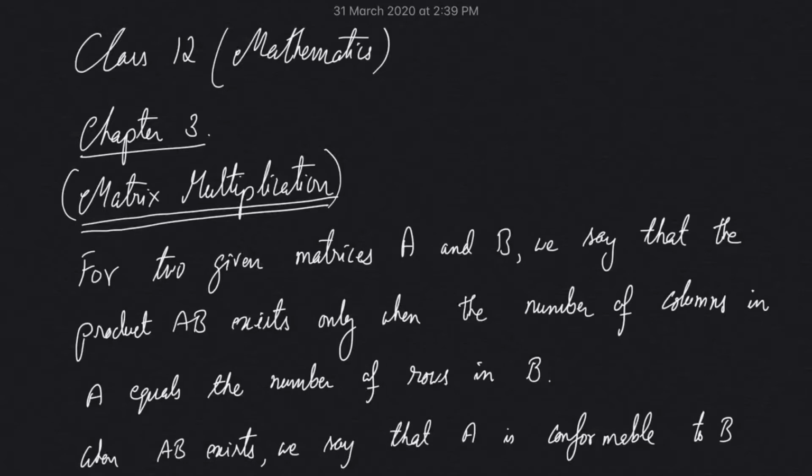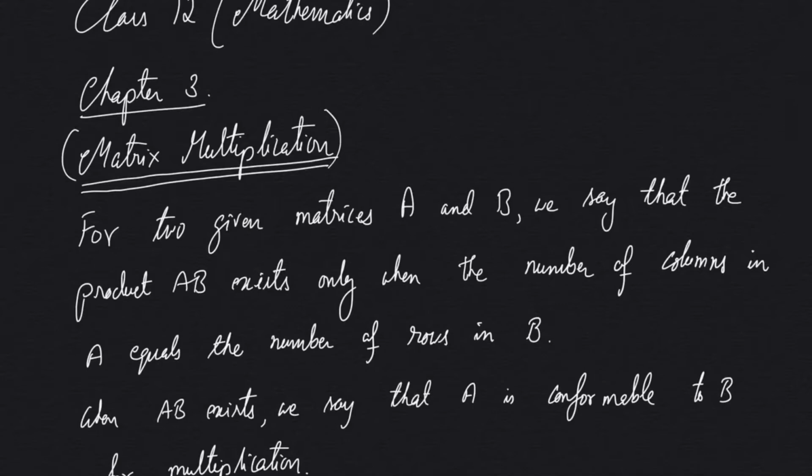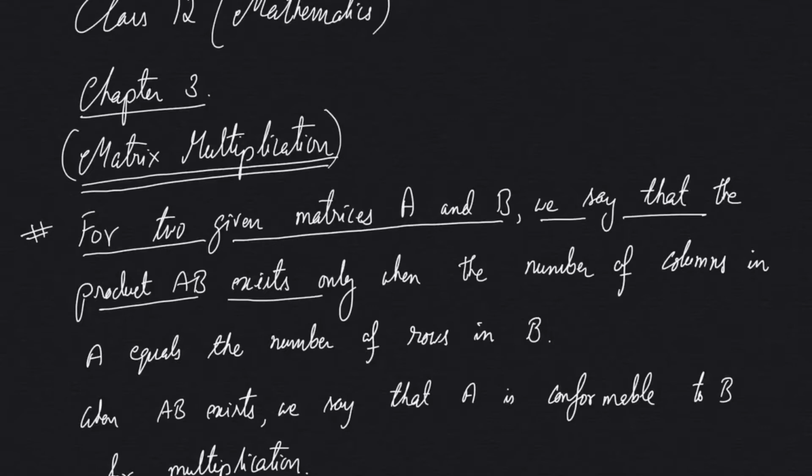Now, regarding addition and subtraction of matrices, the only condition required was that they have to be of the same order. They have to be comparable matrices. Then only we can add or subtract. But that is not the case for matrix multiplication, because for any two given matrices A and B, the product AB will exist only when the number of columns in the first matrix equals the number of rows in the second matrix.